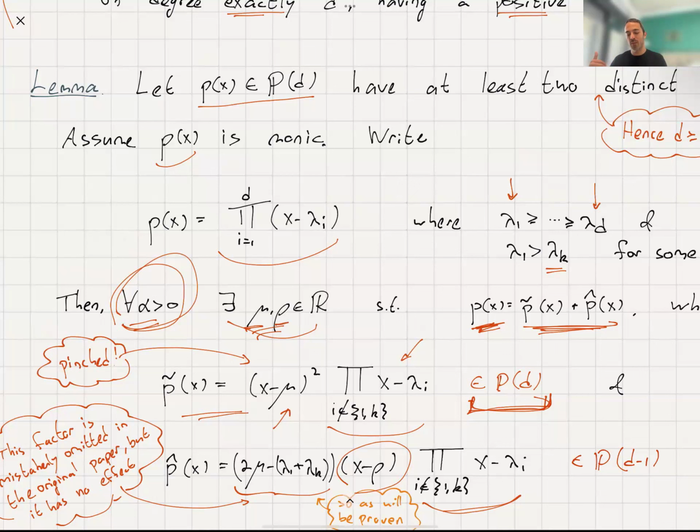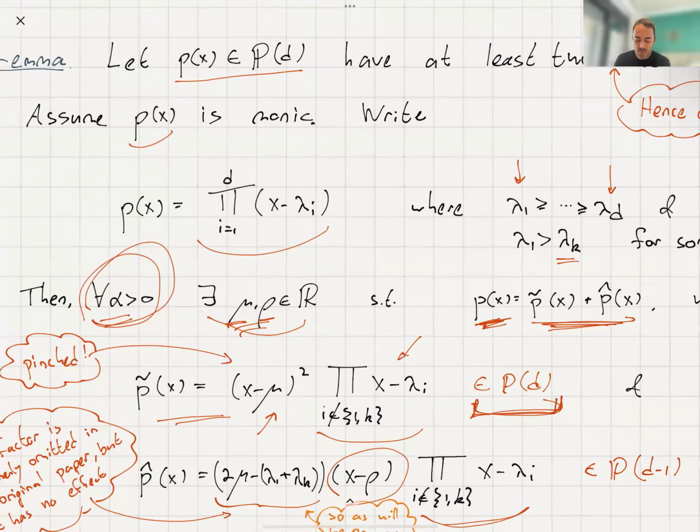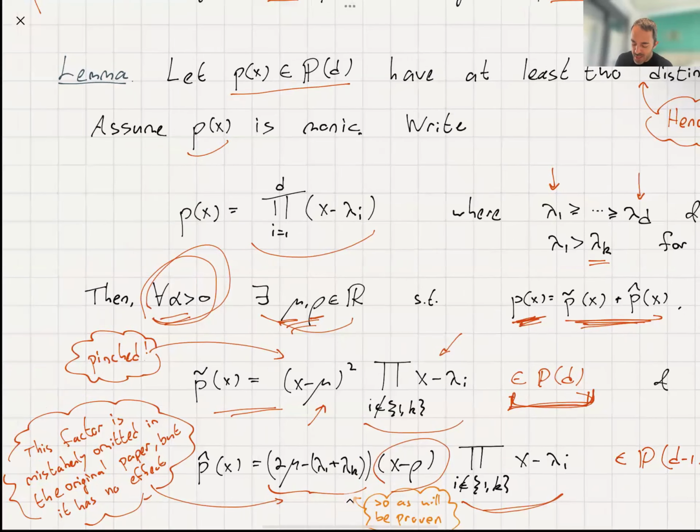So mu is going to be the new pinched root of P tilde, and rho is going to be the new root of P hat. I'm going to say what we know about them in a second, some bounds. And actually, this polynomial is not going to be monic. It's going to have this as the coefficient of x to the d minus 1.